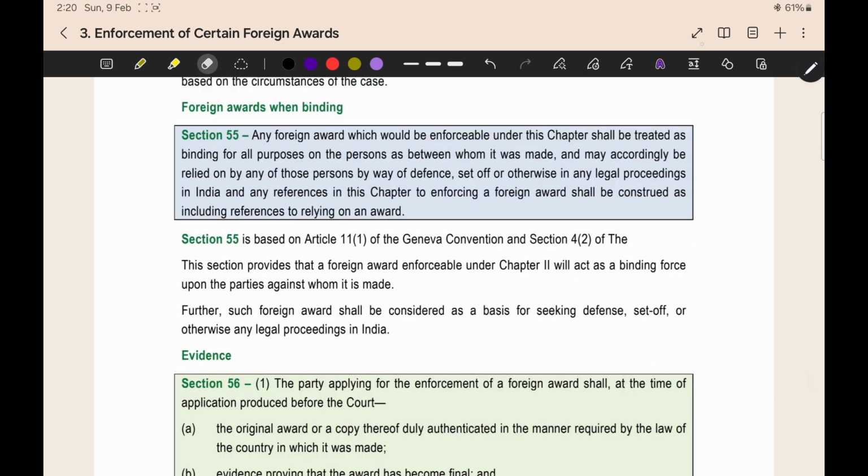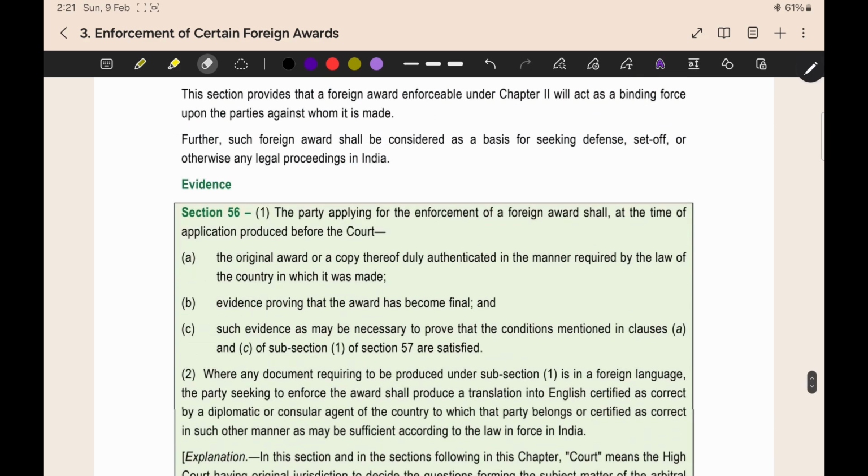The next section is Section 55, foreign award when binding. When the foreign award will be binding, and for what all purposes the award will be considered binding, is given under this section. It will act as a binding force upon the parties. For what all purposes, for seeking defense, set off or any legal proceedings, you can take this award as a binding award.